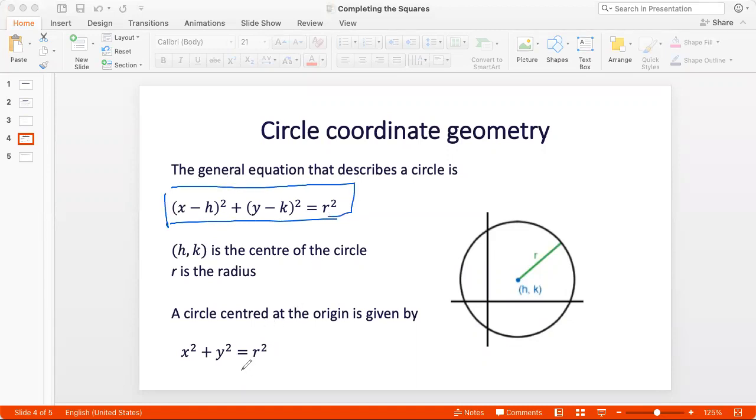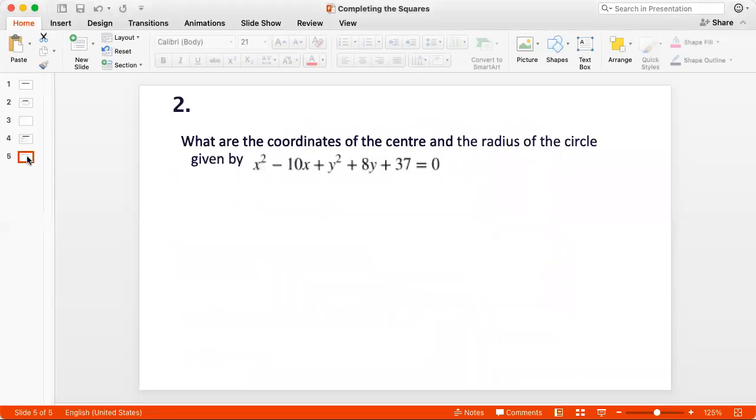If the center is at the origin, then h comma k is zero and the equation becomes x squared plus y squared is r squared. So where do we require to complete the squares? A question like this. We have been given the equation of the circle, but this is not the standard form of the equation. This is the expanded form. And we are told to find the coordinates of the center and the radius.